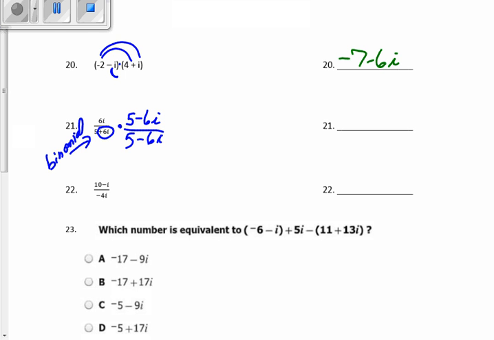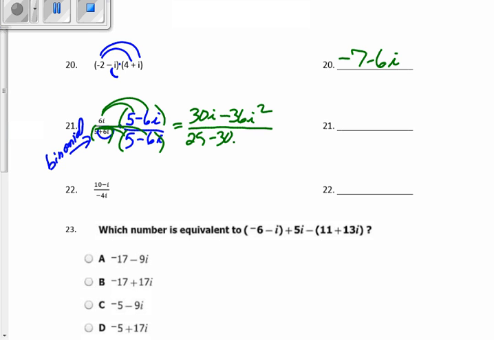Multiply numerator and denominator by this, with all your binomials in parentheses. So we have 6i times 5, 30i. 6i times negative 6i is negative 36i squared. 5 times 5 in the denominator is 25. 5 times negative 6i is negative 30i. 6i times 5 is 30i. And 6i times negative 6i is negative 36i squared.